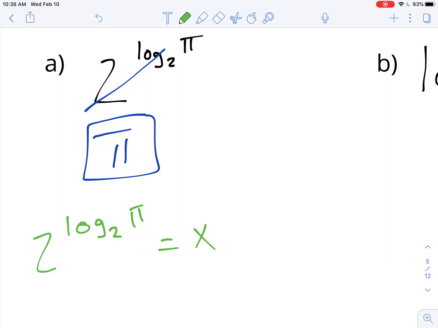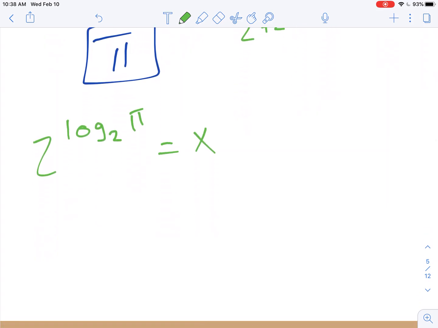I'm performing an operation. It's just like I can say 2 plus 2 is equal to x, and then I can say 4 is equal to x. There's nothing that stops me from writing it as 2 plus 2 and just knowing that that's 4, but I could also write it as 2 plus 2 is equal to x. I'm saying it's equal to some unknown value. I'm saying 2 to the log base 2 of pi is equal to some unknown value.